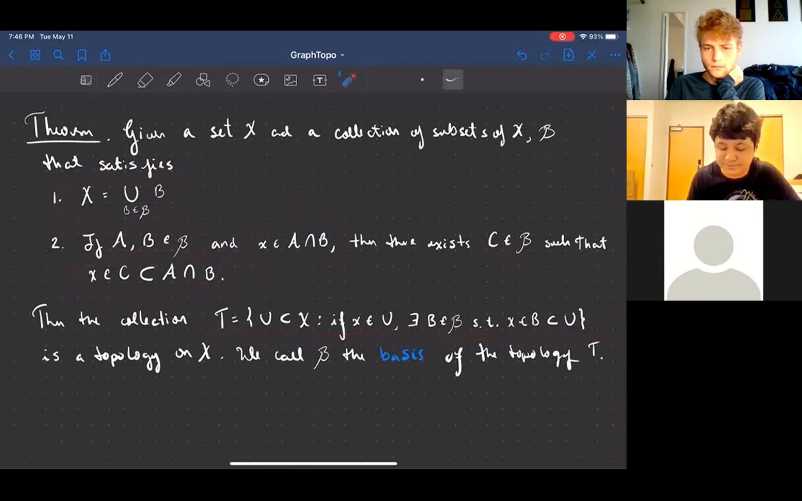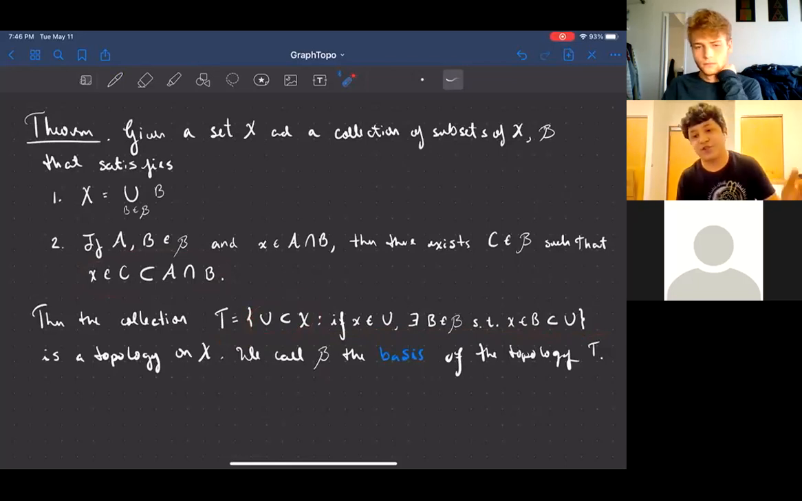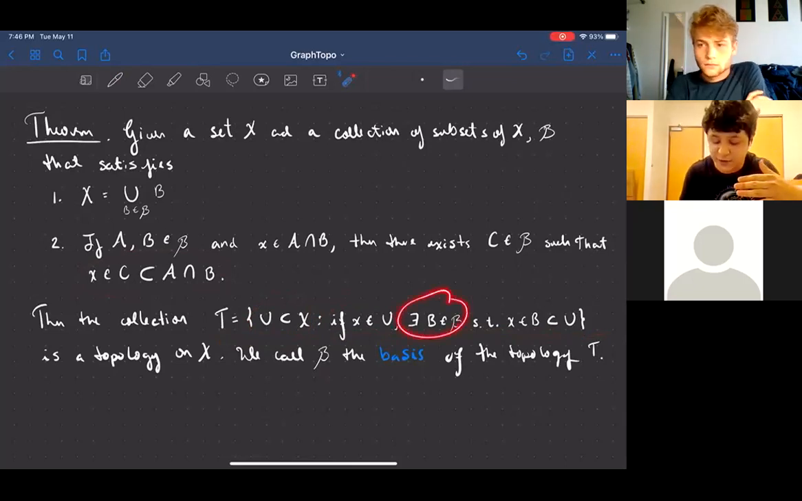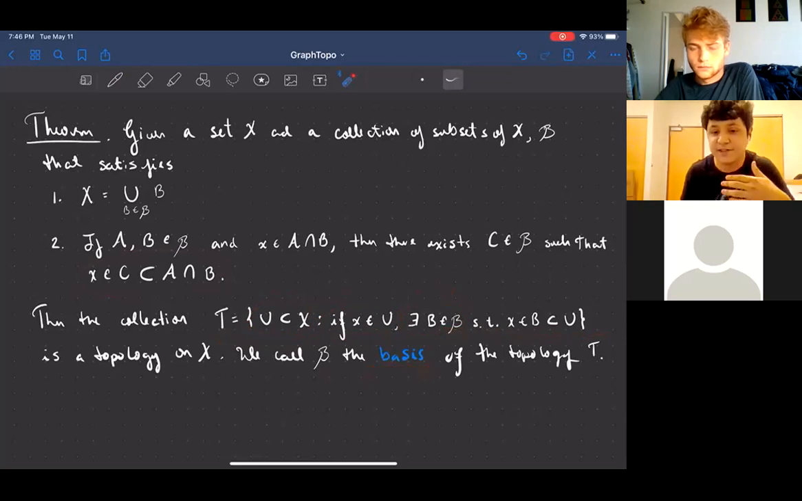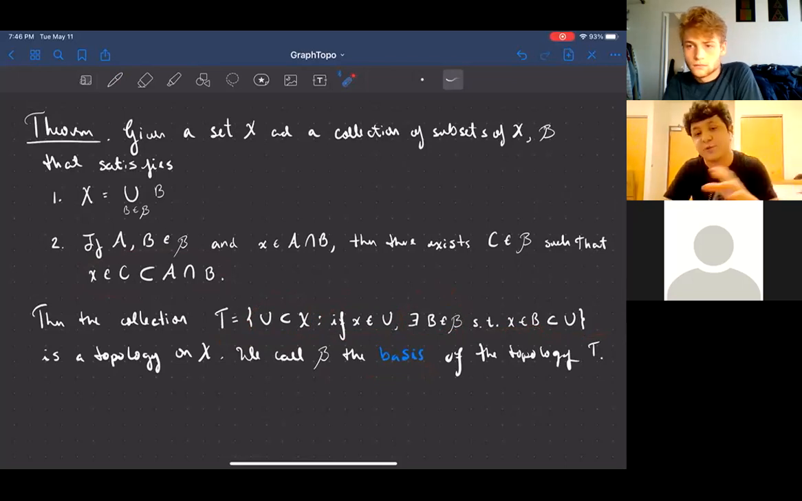So this will form a topology which I describe here, which is all subsets of X such that if you have a point in that set, then there exists an element of your basis B. We will call B a basis, and such that the element of your basis containing that point will be contained in the subset of your whole set.